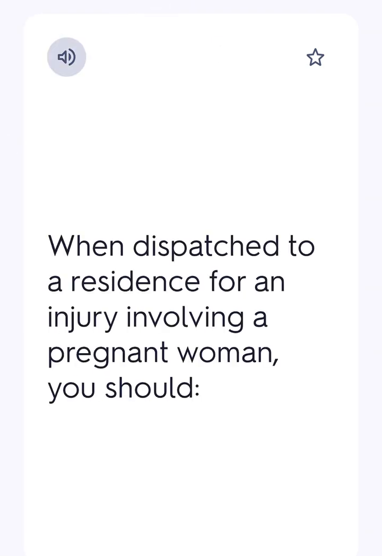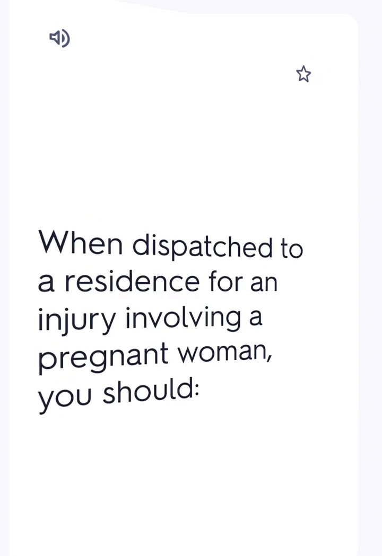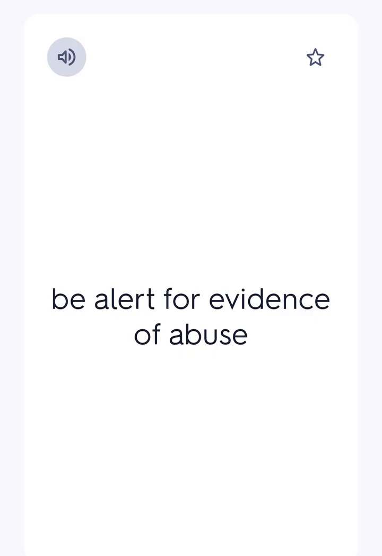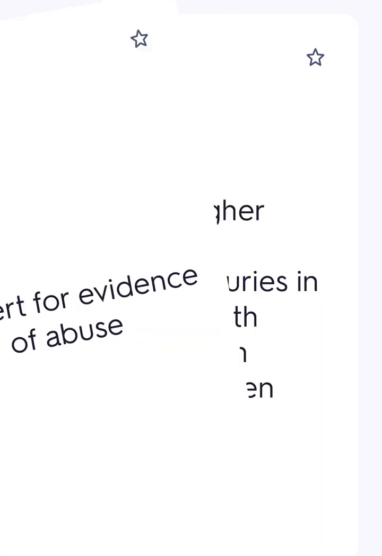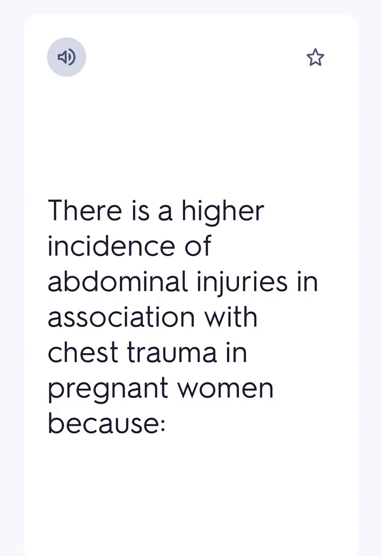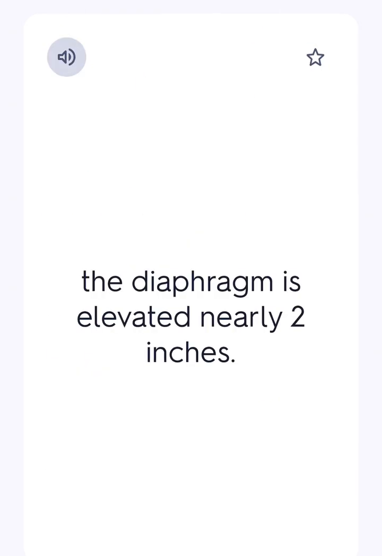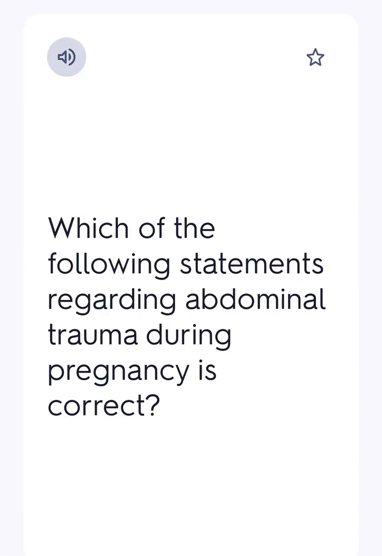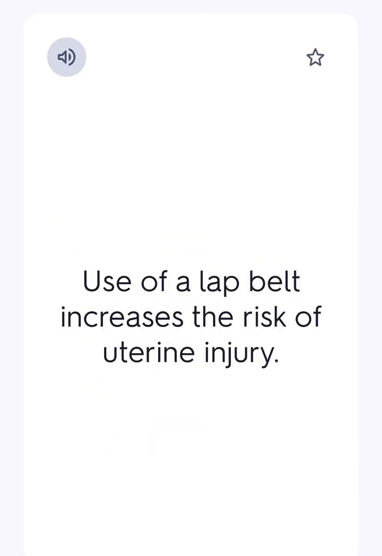When dispatched to a residence for an injury involving a pregnant woman, you should be alert for evidence of abuse. There is a higher incidence of abdominal injuries in association with chest trauma in pregnant women because the diaphragm is elevated nearly 2 inches. Which of the following statements regarding abdominal trauma during pregnancy is correct? Use of a lap belt increases the risk of uterine injury.